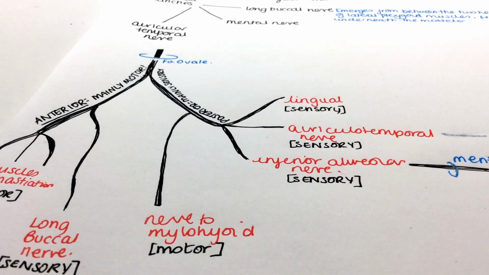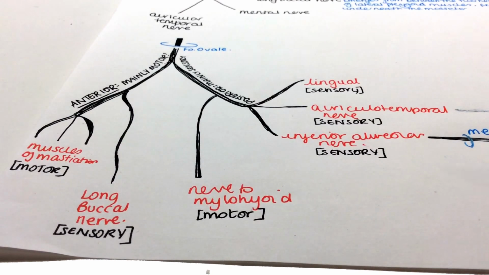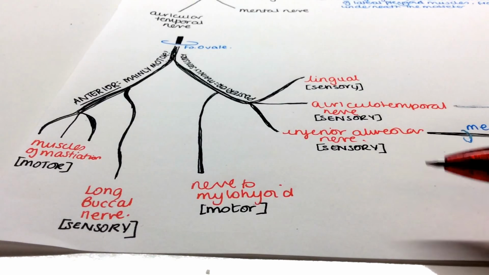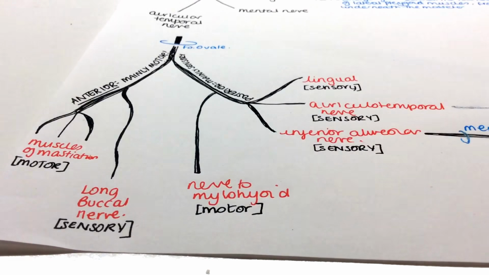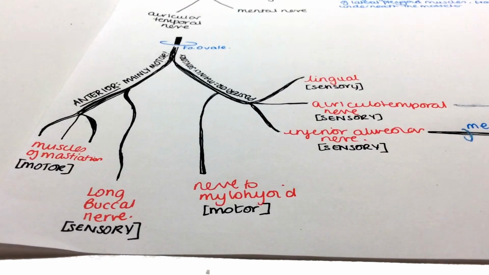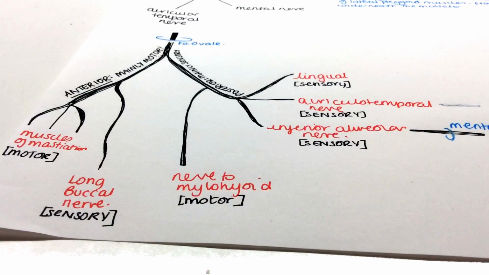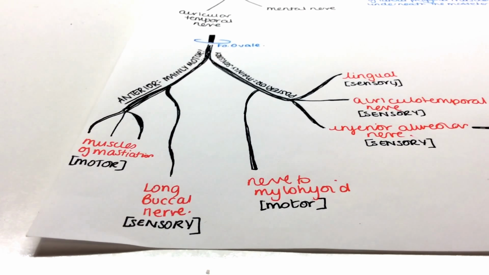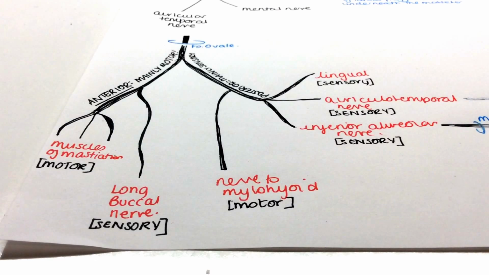but with one exception. Do you remember the M rule? Nerve to mylohyoid, which is motor. So just to reiterate again, the posterior division is mainly sensory, except the nerve to mylohyoid, okay? So there we have it. Quick diagram to summarize.